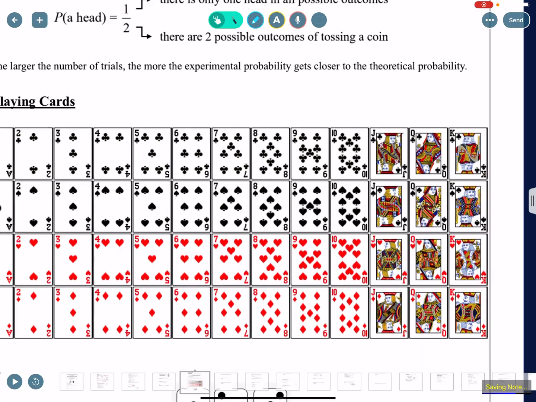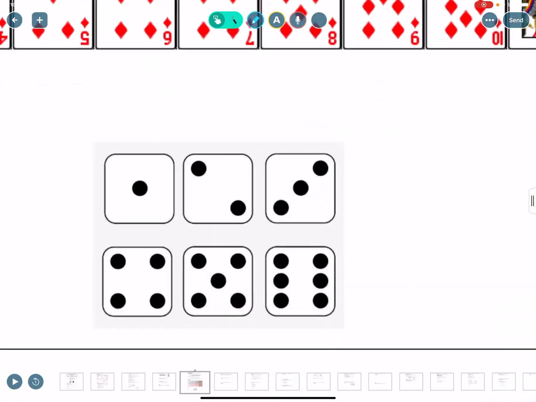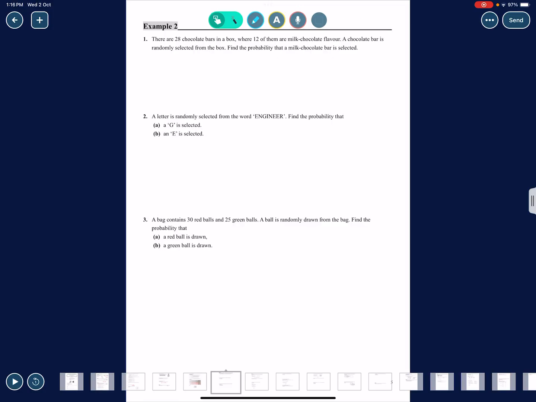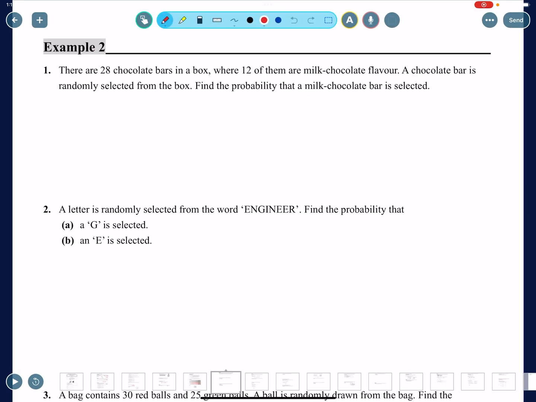Theoretical probability. First thing is memorize the playing cards over here. And then the dice. Make sure you know these. These are very important. So example 2 over here. There are 28 chocolate bars in the box. 12 of them are milk chocolate flavor. A chocolate bar is randomly selected. What's the probability of getting milk chocolate, right?